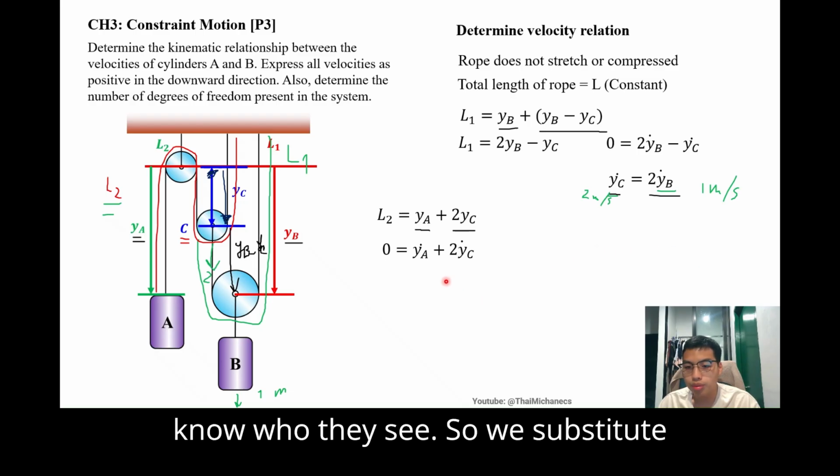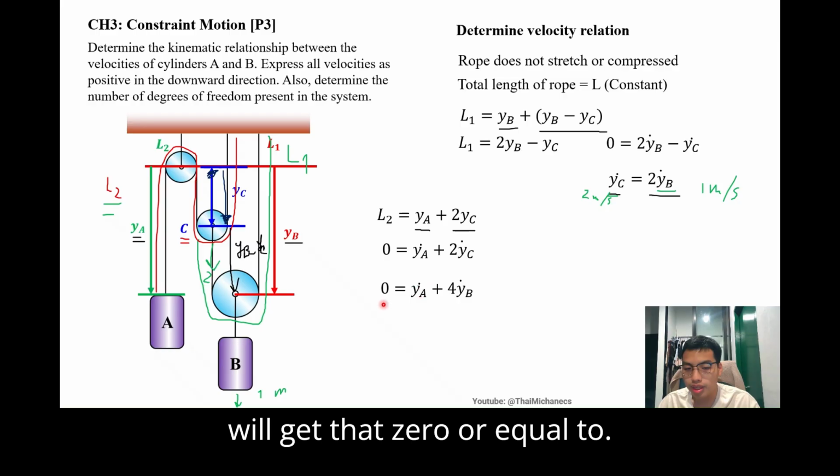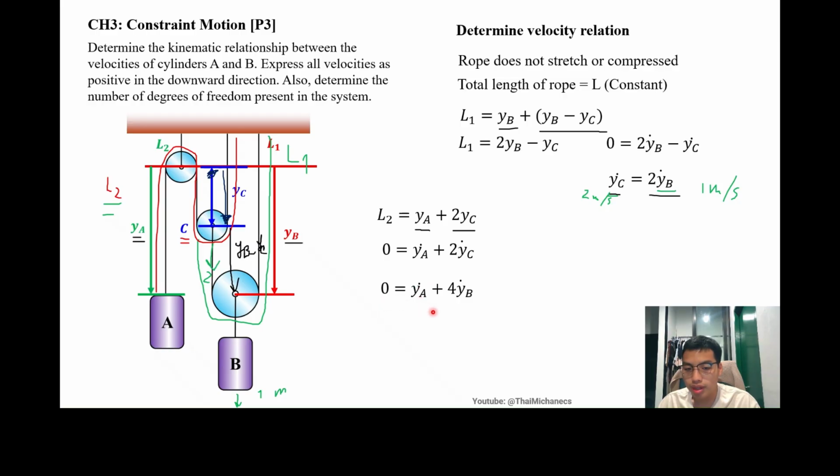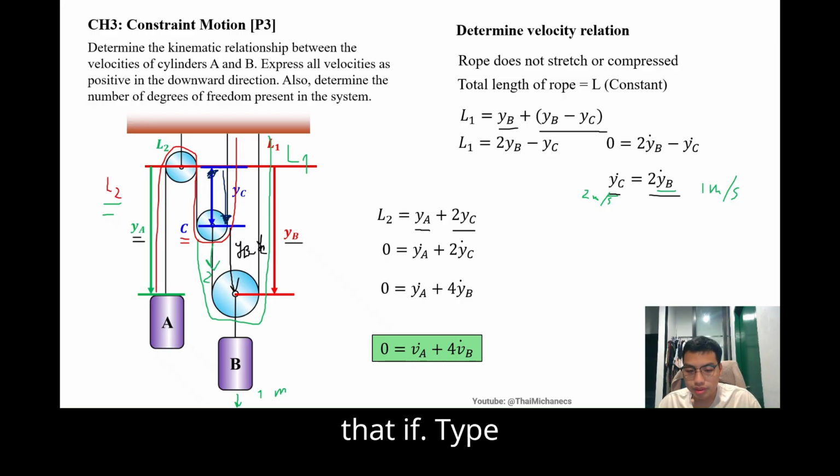They don't want to know pulley C. So we substitute y dot C equal to y dot B in here. We will get that 0 equals y dot A plus 4 y dot B. And since y dot is just another term for velocity, velocity of A, velocity of B, this is your final answer: 0 equals y dot A plus 4 y dot B.